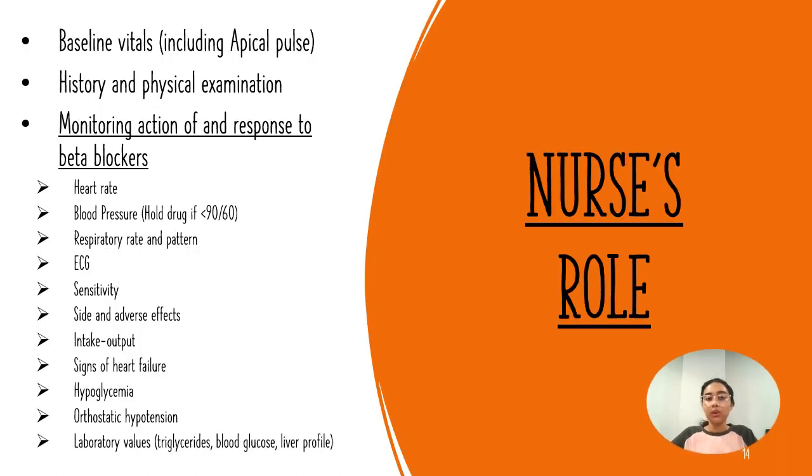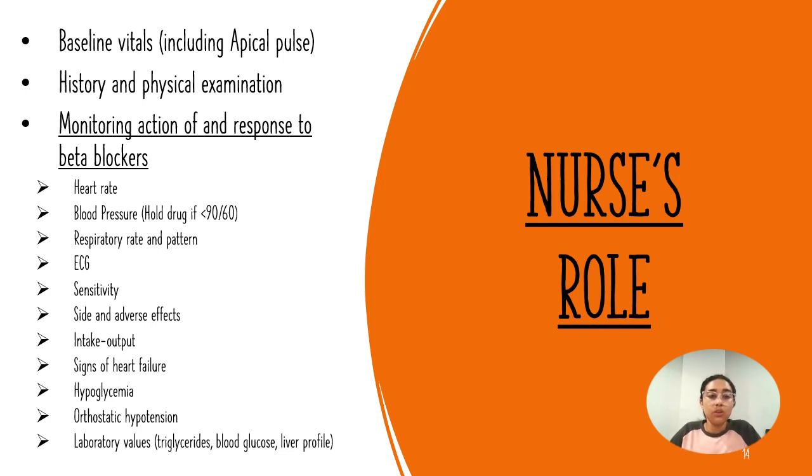Coming to the nurse's role in the action and the response a patient has to beta blockers. The nurse's role is to first of all check the baseline vitals, including the apical pulse, and closely and accurately monitor the blood pressure, taking the history and physical examination of the patient, especially listening to heart sounds, since beta blockers have a huge effect on the beta-1 receptors present in the heart. Also check the respiration rate and pattern, since they also attack the beta-2 receptors found in the lungs.